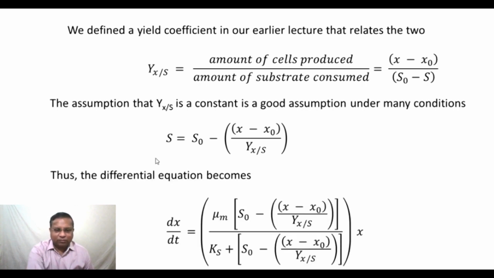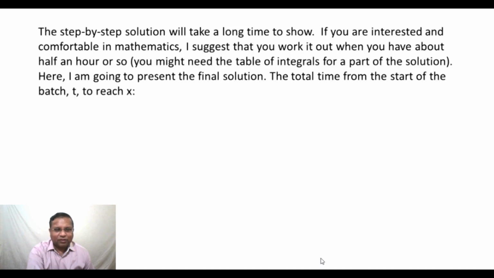Therefore, the differential equation becomes, this mu has been written in terms of this conversion here, mu m s by Ks plus s. The s has been replaced with s naught minus (x minus x naught) by Yx/s. That is what happens here. Similarly, in Ks plus s, the s has been replaced here. Therefore, this times x. Okay. It seems a little formidable. It takes time to solve, that's all.